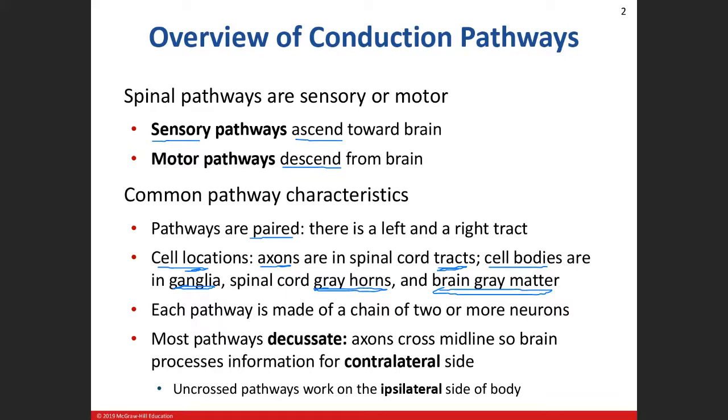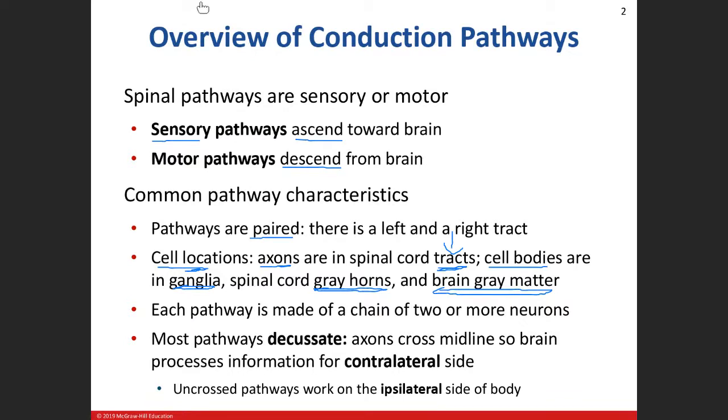So we're going to have different names for some of these structures. You just need to know that when I say nucleus and ganglia, it's a cluster of cell bodies, and it just has to do with the location. A ganglion is in the peripheral nervous system, and a nucleus is in the central nervous system. So when we're talking about the axons, those are known as tracts in the spinal cord. The cell bodies are going to be in three different places: the ganglia, the gray horns, we'll talk about all this stuff, and then in the gray matter in the brain, and those nuclei there.